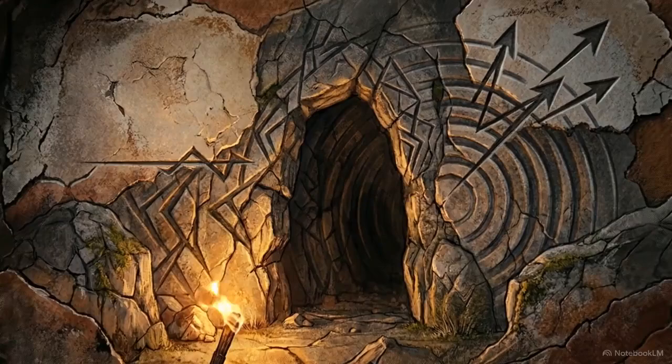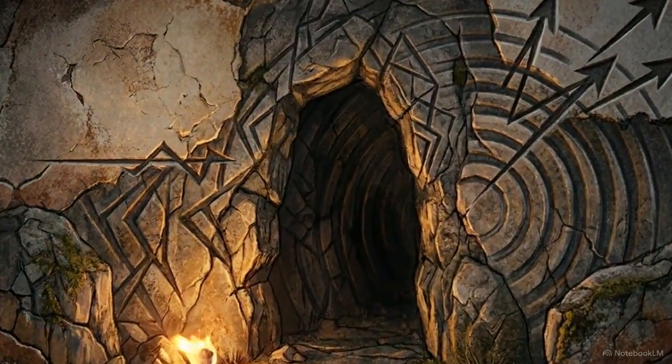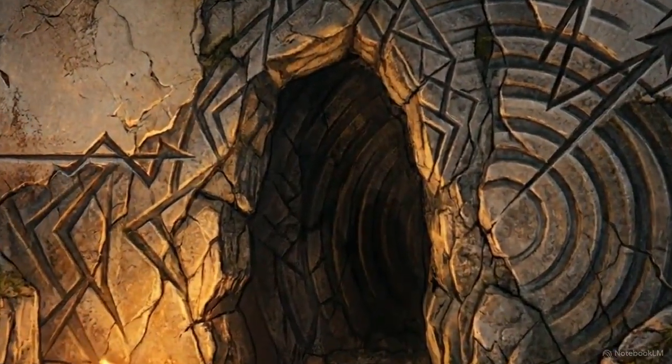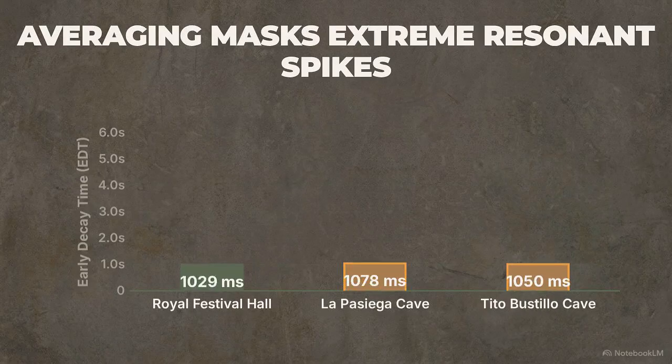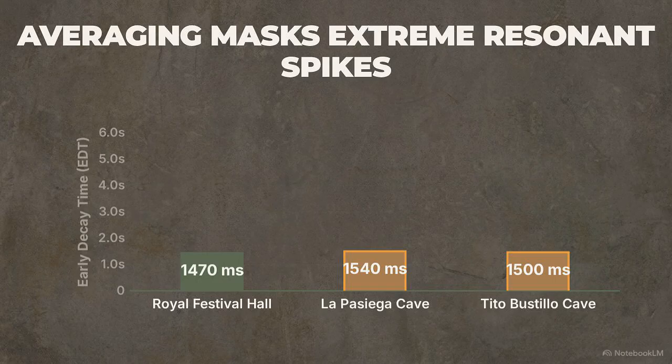The first case study in this evolutionary timeline sits deep underground in the Palaeolithic cave systems of northern Spain. If an acoustician applies standard mid-band averaging, calculating the decay of sound between 125 and 2000 Hz, these caves present a mathematical illusion. This chart compares the averaged early decay time of the La Pasiega and Tito Bustillo caves to modern venues like the Royal Festival Hall.